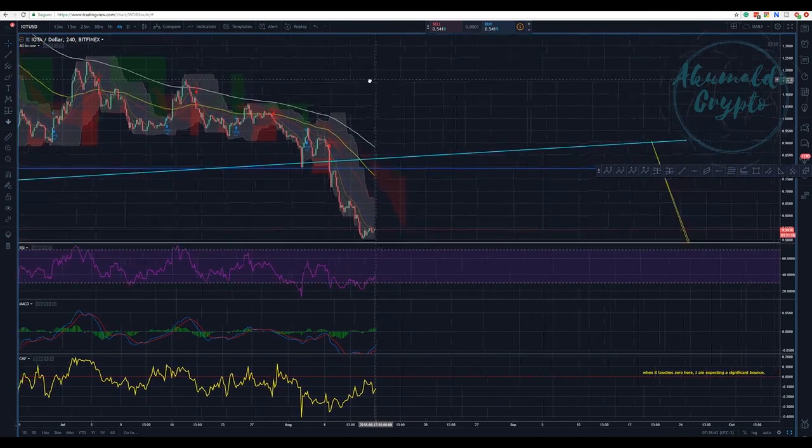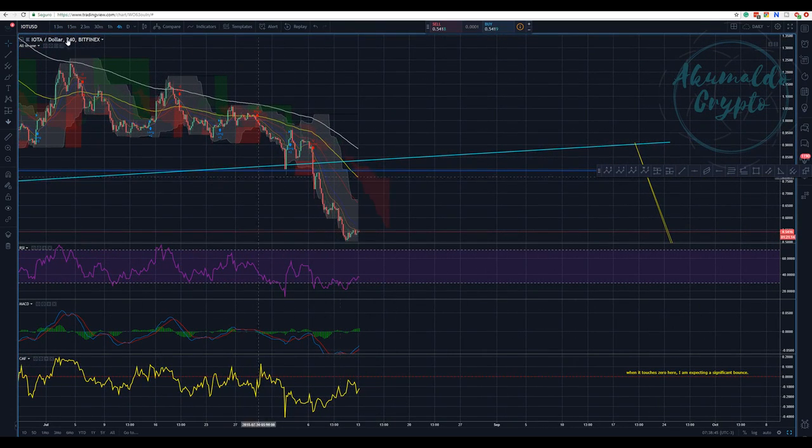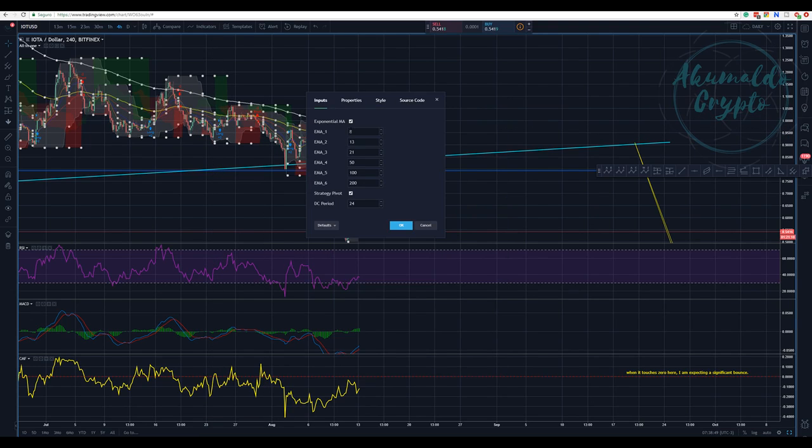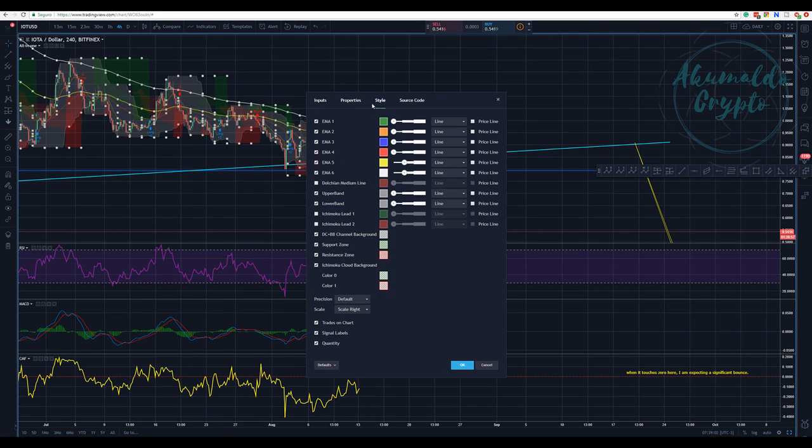Okay, and you have all the EMAs here. These are my settings for the EMA. You can change it if you want. You can turn on and off this strategy. If you don't want the strategy, you can just turn it off. The same thing as everything here, you can turn on and off. If you don't want to use all those EMAs, you don't need to. I prefer this color better.